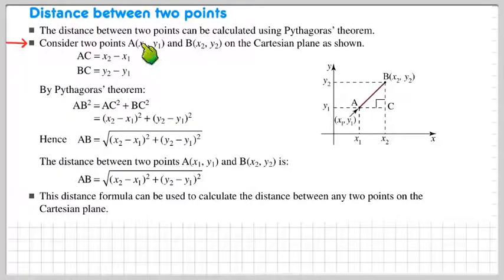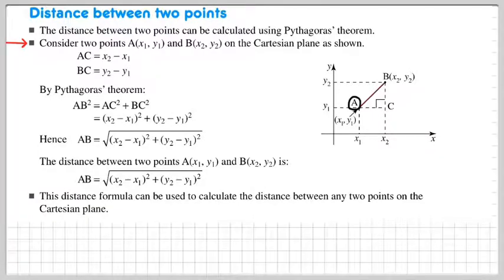A, which I'm going to call point 1, which therefore is x1 and y1, and B, which I'm going to call point 2, which is x2 and y2, on the Cartesian plane as shown. So let's have a look at that.